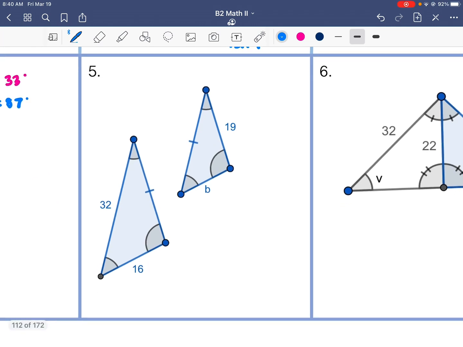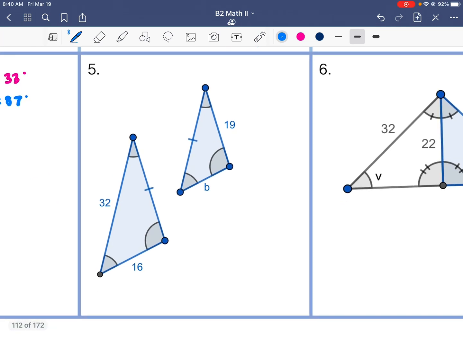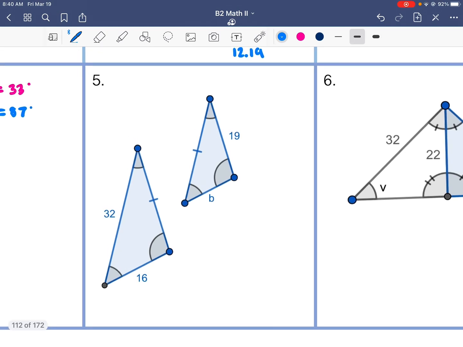Number 5, we're back to similar triangles, and we're just looking for this b value. So this one gets a little funky because we have 2 sides that are not corresponding, that are the same value. This is indicating that those two things are the same. This and this, right? So what I'm going to do is I'm going to label that x because I know that they're the same, I just don't know what it is, right?